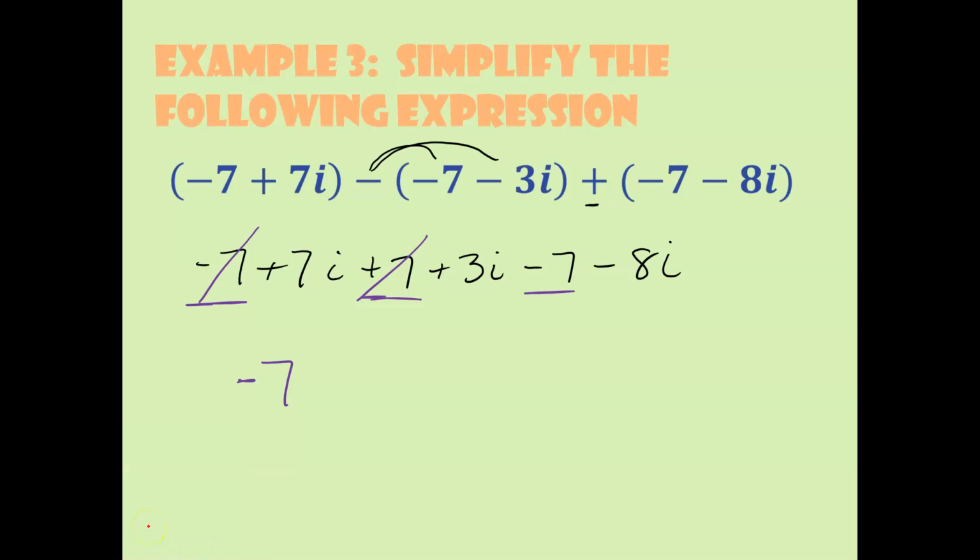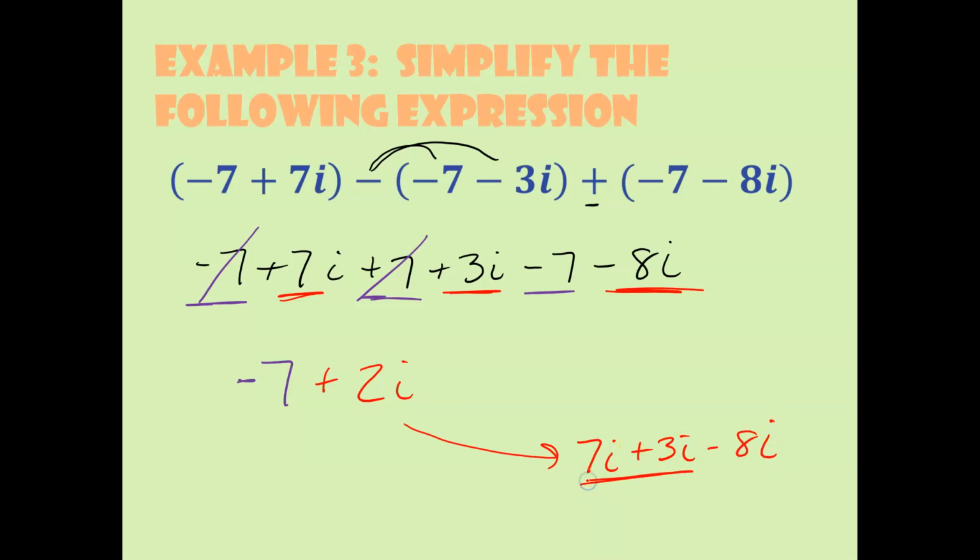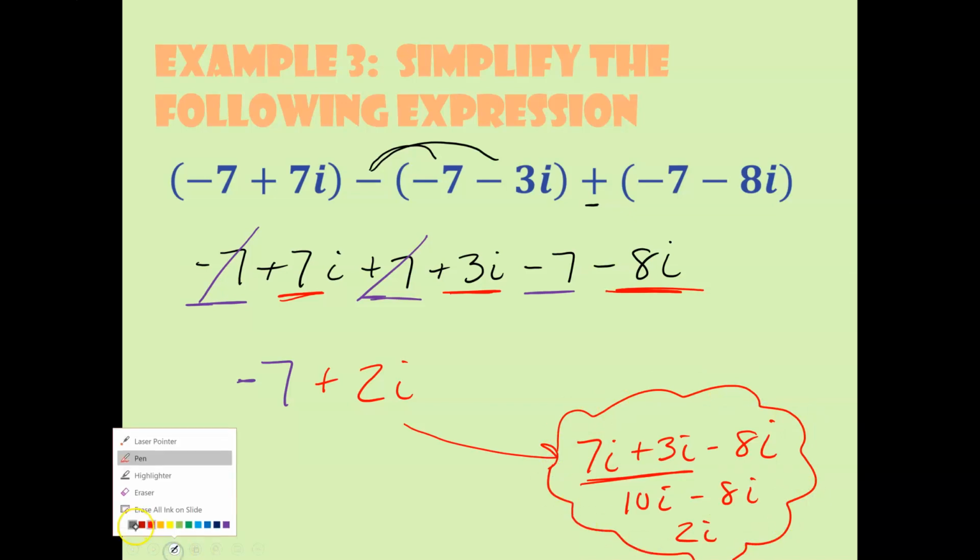Then I have my imaginary numbers. So I have a 7i plus a 3i. That gives me a 10i. Minus 8i will give me a plus 2i. Okay, so to get that 2i, I said 7i plus 3i minus 8i. So the 7i and 3i gave me 10i, minus 8i gave me the 2i. Okay, so if you didn't know how I got that 2i, there you go. And then that's your final answer. There's nothing else I can simplify there.